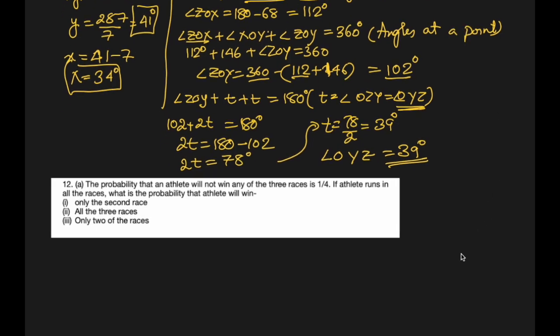Let's go to question number 12. The probability that an athlete will not win any of the 3 races is 1/4. So he is going to run 3 races and he will not win any of the 3 races is this. If the athlete runs all the races, what is the probability that, and we have 3 questions here. Let's draw a tree diagram. That makes the job very easy.